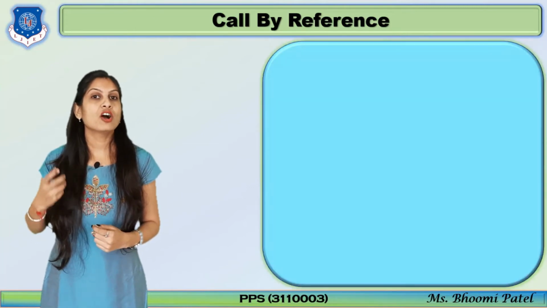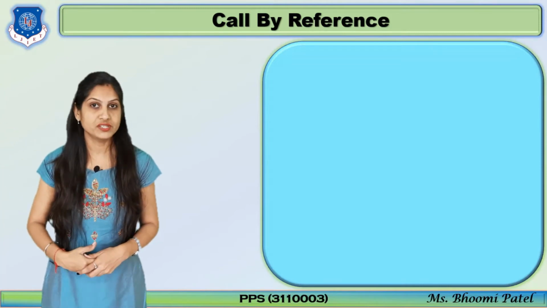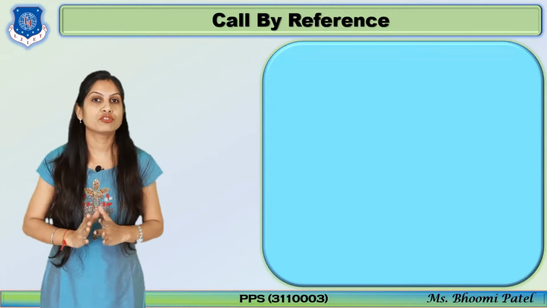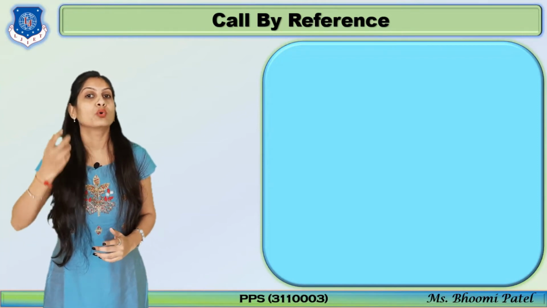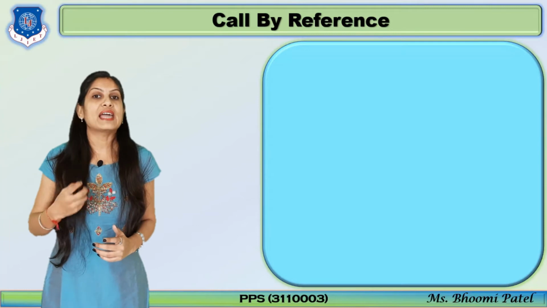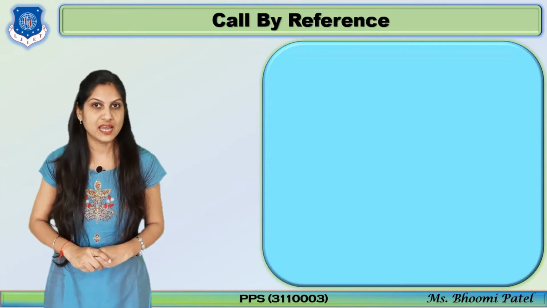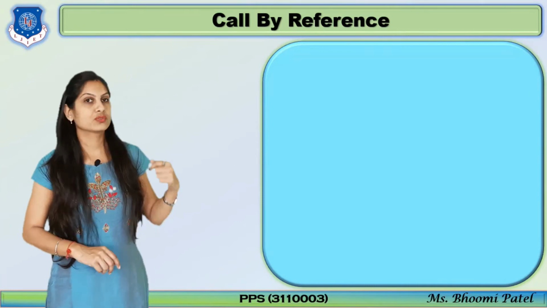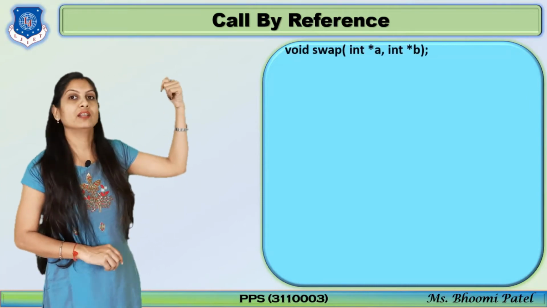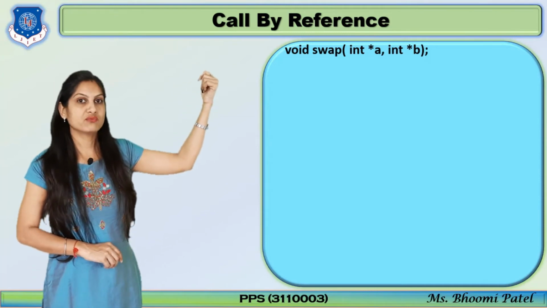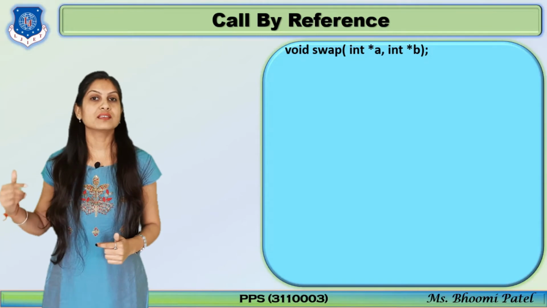The meaning of pointer we will learn in our next module, that is pointer, but for a basic introduction we can say that a pointer stores the address. So how can we write the address? For that we have to use the ampersand sign before the variable. Just see here, in the function declaration we are writing void, then the function name swap, and then int star a, comma int star b.